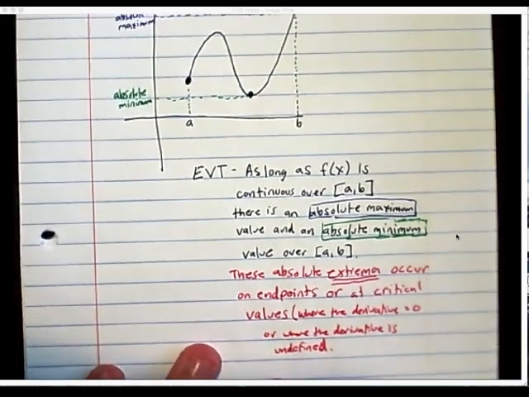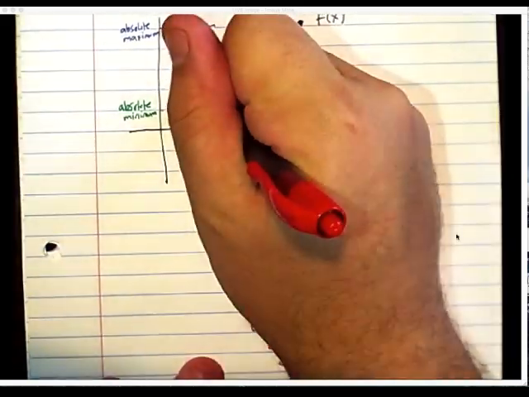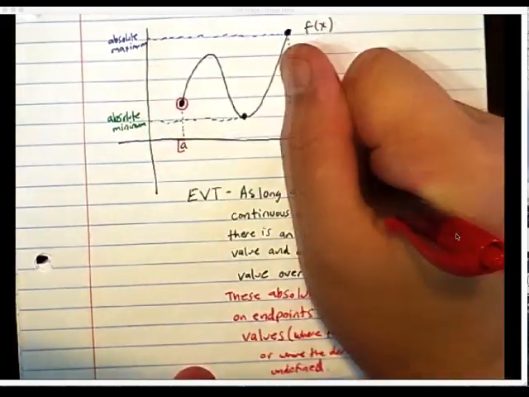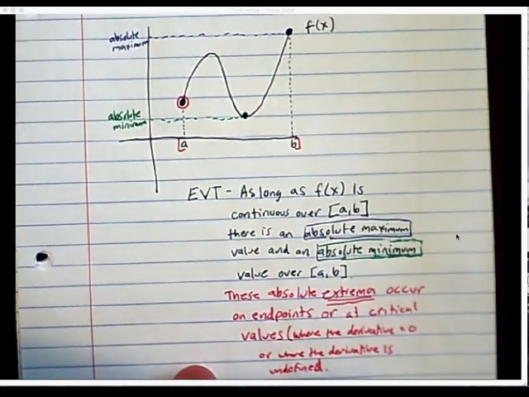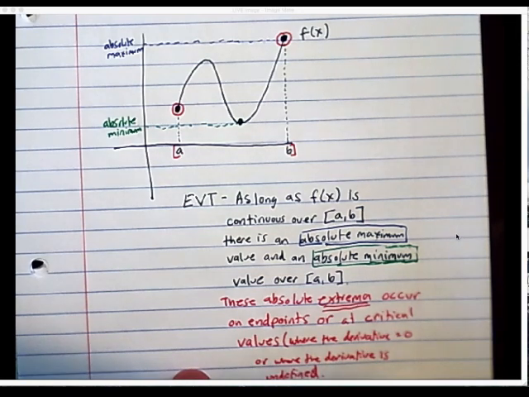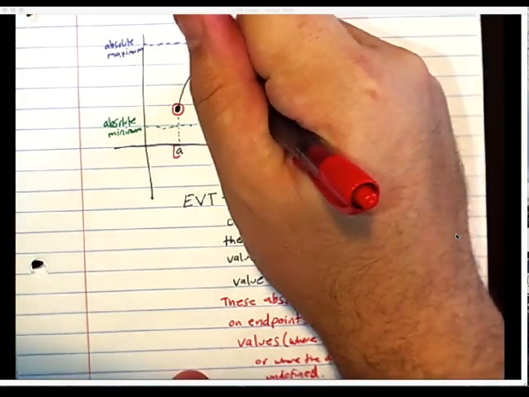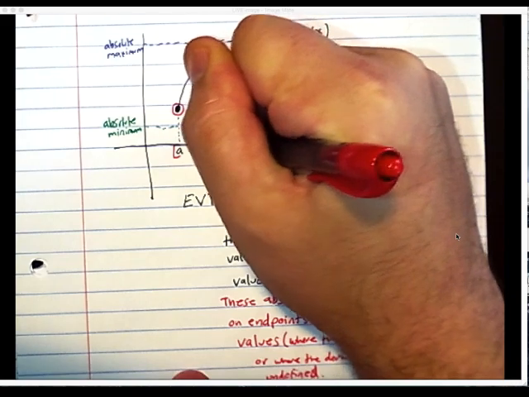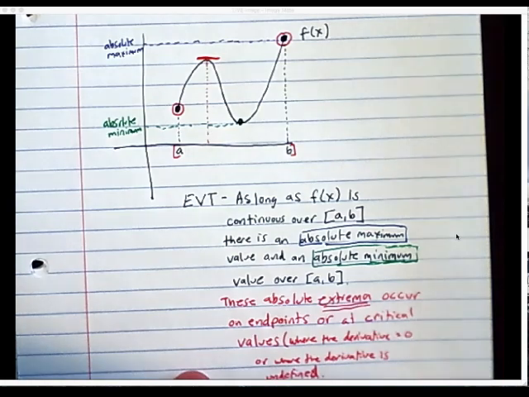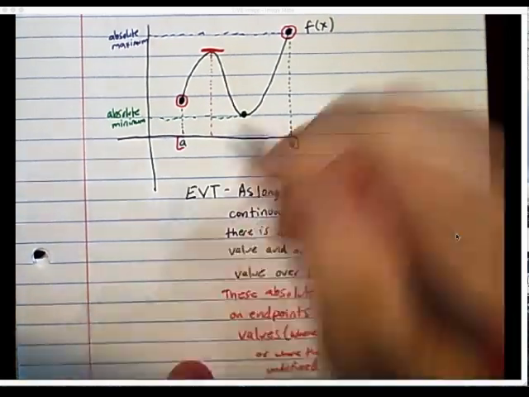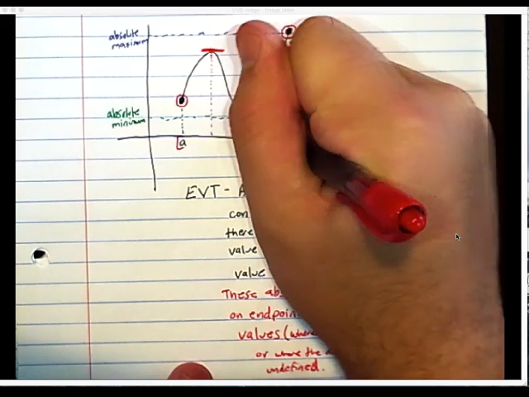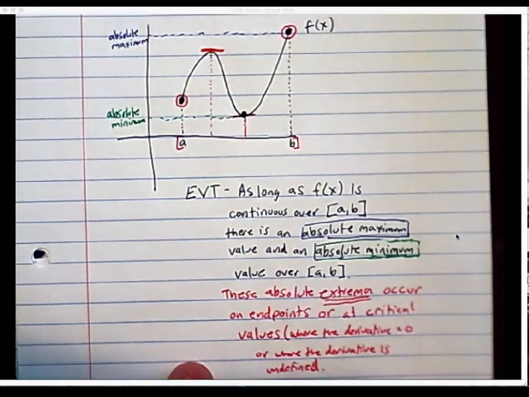So if I think about endpoints, that's an endpoint between A and B. Remember, it's a closed interval. An absolute maximum or minimum could occur there. And there's also two other critical values. There's a critical value here because the derivative there, or the slope of the tangent line, is 0. And this is also a critical value, because right there, the derivative is also 0.